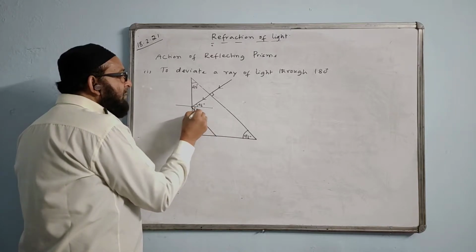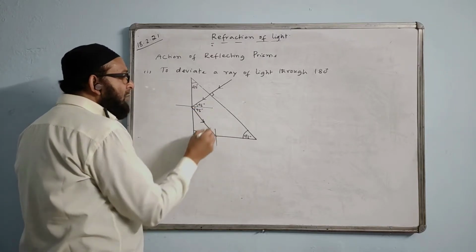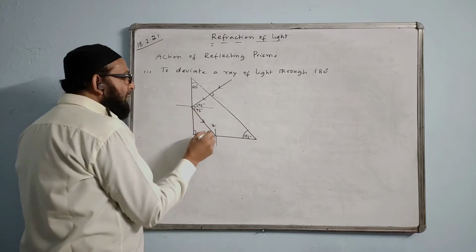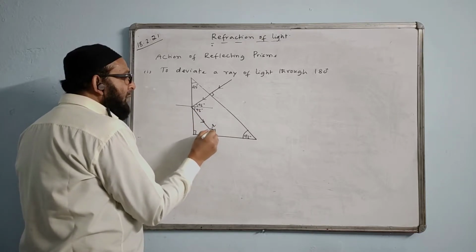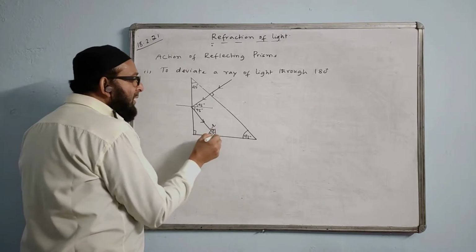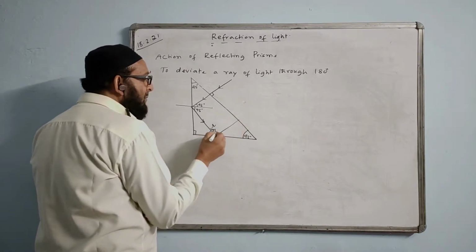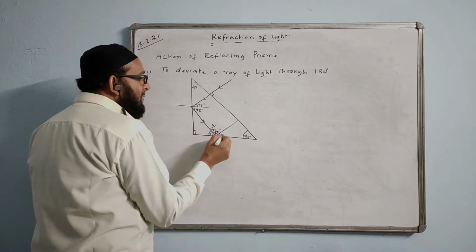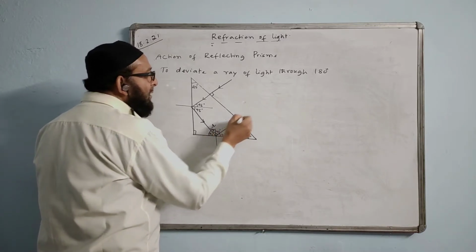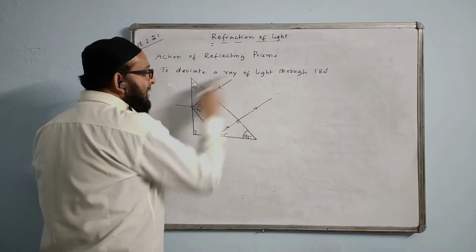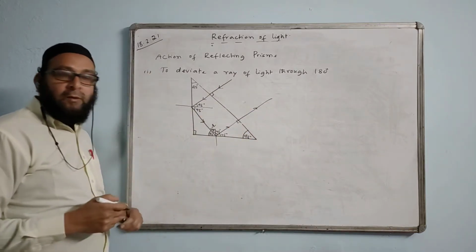This angle will be the same. Here also another normal I draw. This is 45, this angle will be 45. This angle also becomes 45. Then TIR again will take place. This angle will also be 45. This angle is also 45, 45, 45, 90. So here the angle will become 90. That means the ray returns back in the same direction where it was coming from.